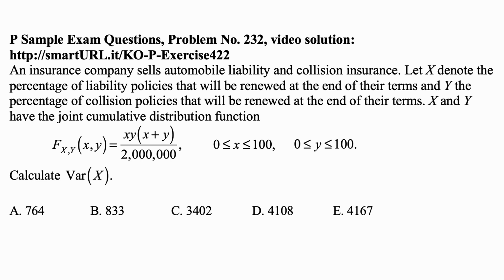Here's a problem for today for exam P on probability. An insurance company sells automobile liability and collision insurance. Let X denote the percentage of liability policies that will be renewed at the end of their terms, and Y the percentage of collision policies that will be renewed at the end of their terms. X and Y have the joint cumulative distribution function F sub XY of xy equal to xy times the quantity x plus y, and the whole thing divided by 2 million, for x between 0 and 100, and y between 0 and 100. Calculate the variance of X.